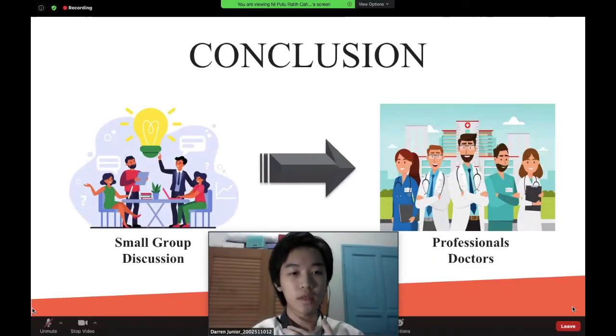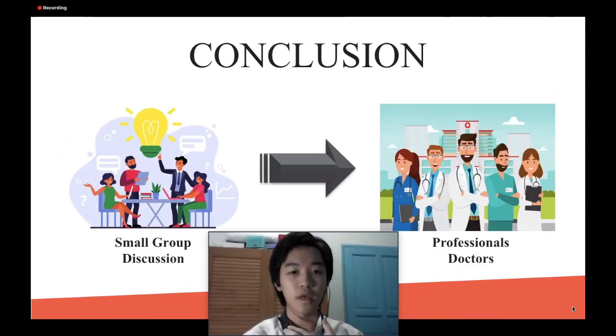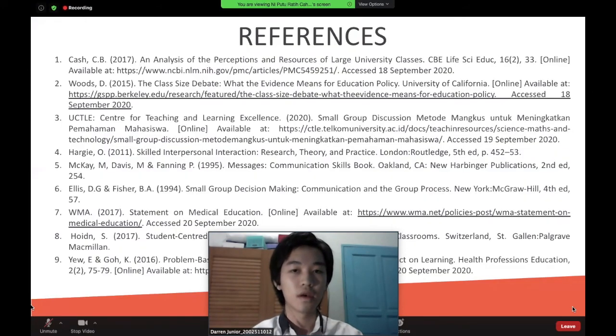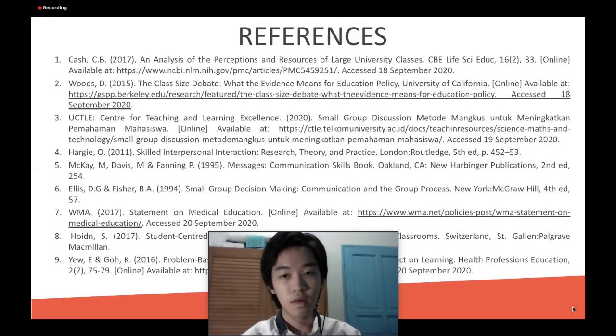So from the various skills and benefits medical students could gain from small group discussion, we could conclude that small group discussion indeed plays an important role in shaping medical students to be professional doctors in the future. As you can see, here are some of the references that we used.